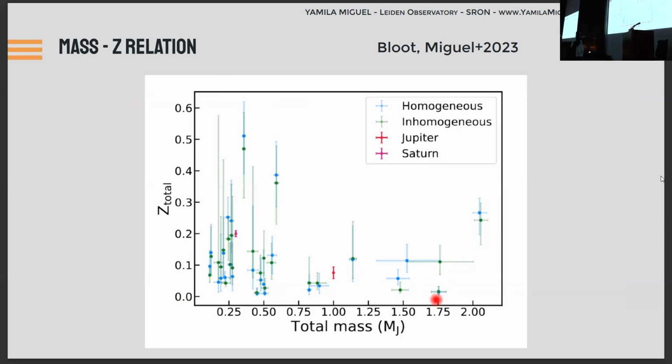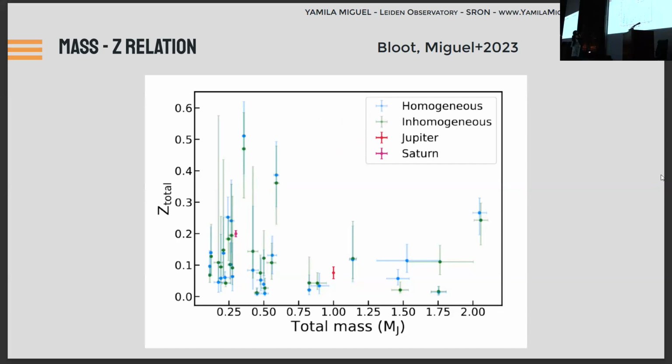And what you can see here are the red dots, which are Jupiter and Saturn. And you also see two different colors because those are the results of the two models we use, the homogeneous and inhomogeneous. You see that actually the answers are different. So really it matters where we put that material in the interiors of the planet.